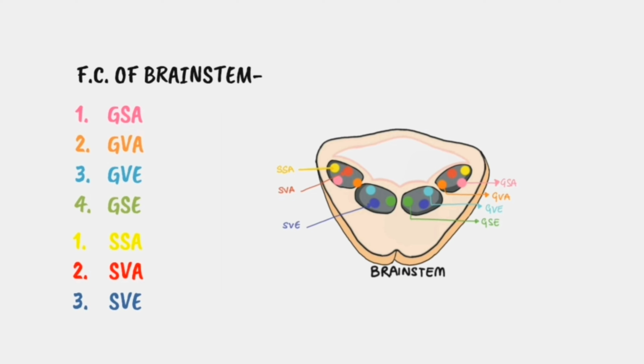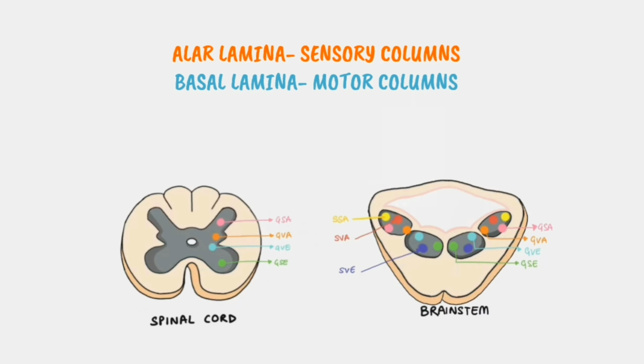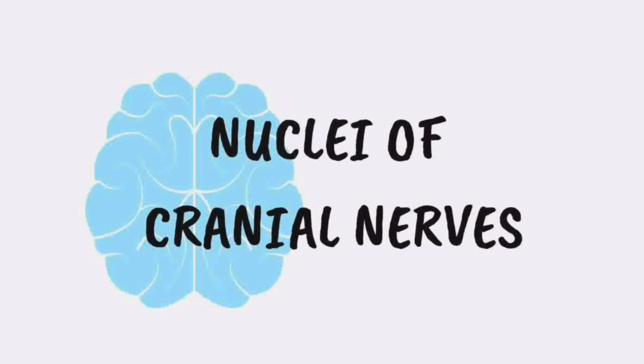visceral efferent. Remember that alar lamina forms sensory column and basal lamina forms motor columns. So there are 4 functional components in spinal cord and 7 functional components in brainstem. Coming to the second part of the video.